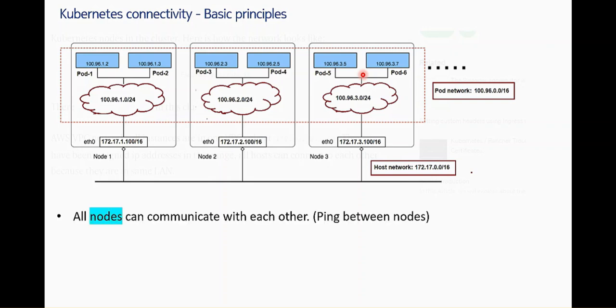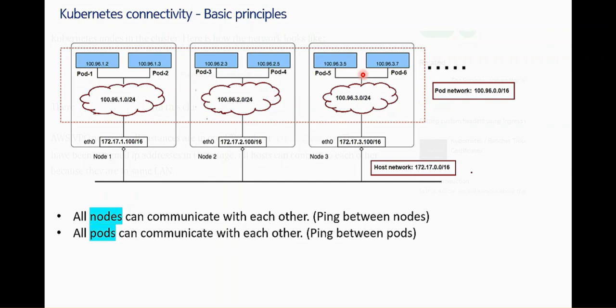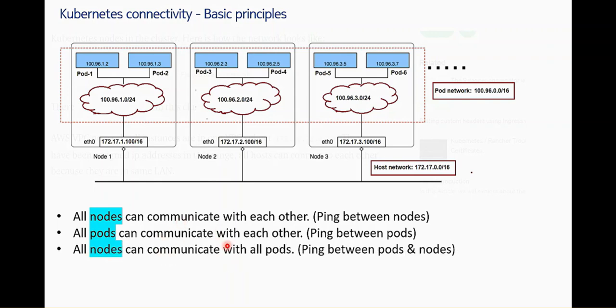So by default, always remember these three rules in Kubernetes. All nodes can communicate with each other. That means ping between nodes will work. All pods can communicate with each other. That means every pod can ping every other pod. And also all nodes can communicate with all pods.